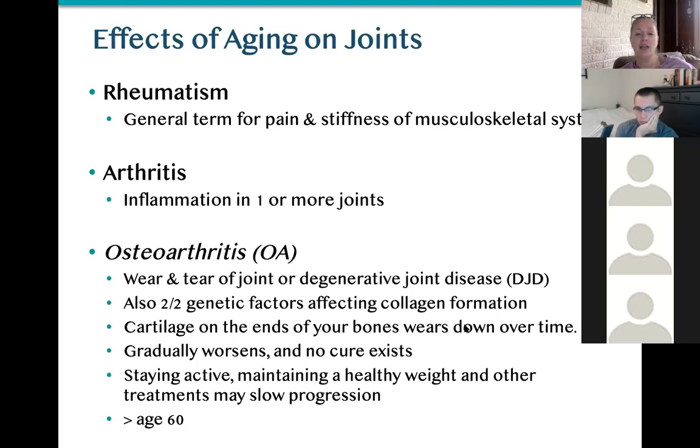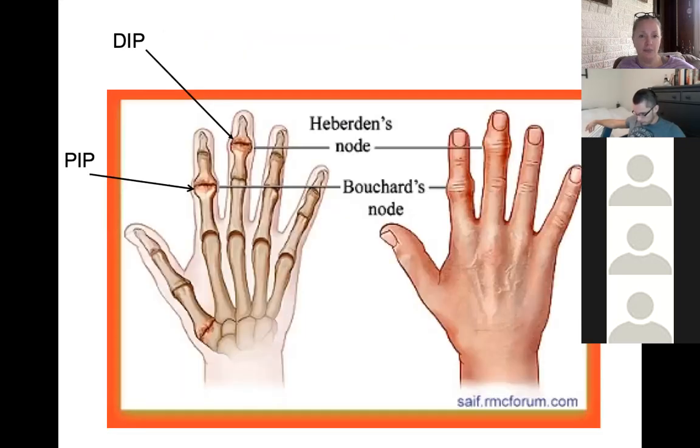The cartilage on the end of your bones wears down over time, and there's really no cure. There's just the fix of getting your joint replacements. The things they will tell you to ward this off as much as possible are staying active and maintaining a healthy weight, okay? Maintaining a healthy weight. The more weight that you put on your joints, the more you stress the joints.